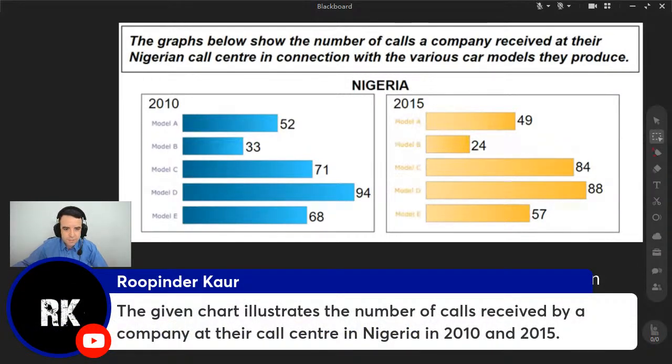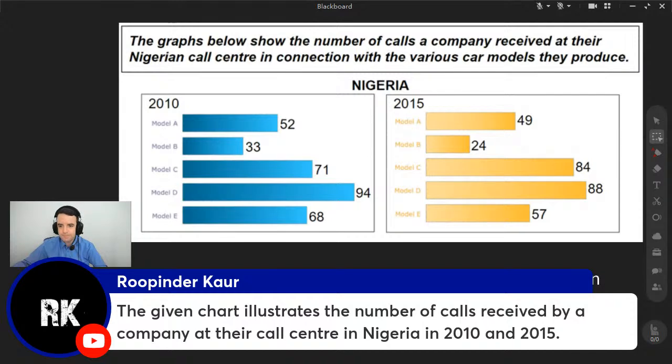Rupinder, the given chart illustrates the number of calls received by a company at their call center in Nigeria in 2010, 2015. So remove the bit about 2010 and 2015. It's not wrong, but when you're paraphrasing the question, I want the main focus to be the question statement, not the other information you're getting from the chart. So remove that and put in that it was in connection with the various car models they produce. So it's divided up according to which car model the phone calls were in relation to, and you haven't included that bit.